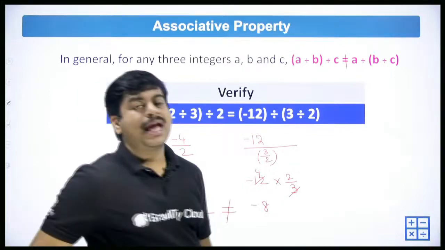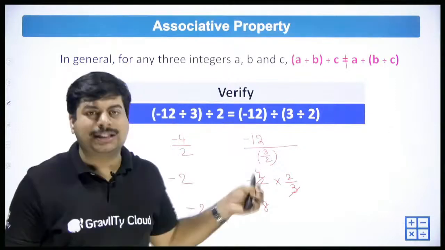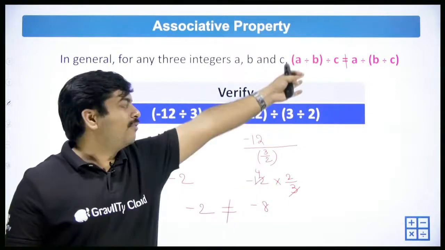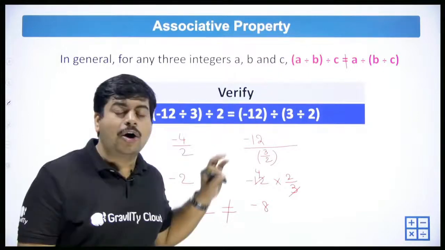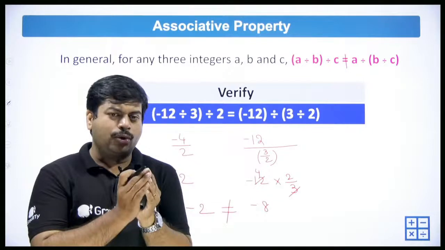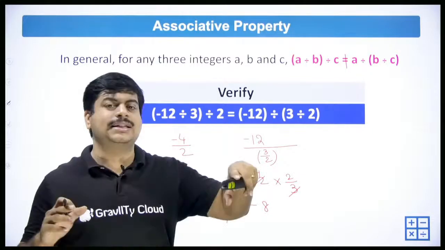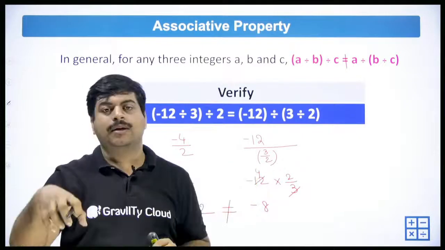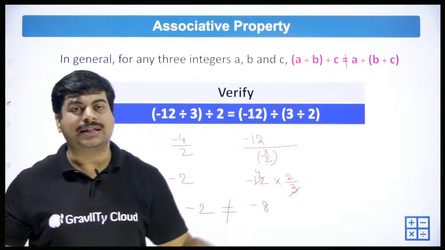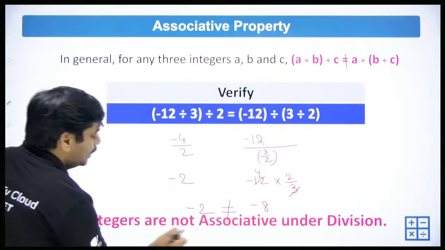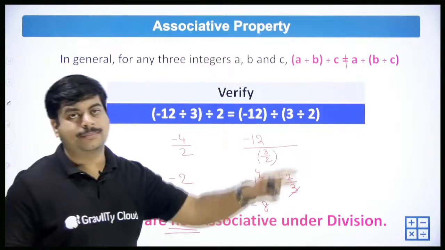And you may ask me one question. Sir, you took some values and it's not satisfied, but I will take other values a, b, c such that this is valid. Okay, you can take, but once for one set of numbers, if it is not valid, it is not valid throughout. If it is true, it should be true for every case. It should not be true only for specific cases. But here you can see that it is not valid. So it is enough to give the statement that it is not associative. Integers are not associative under division, right?